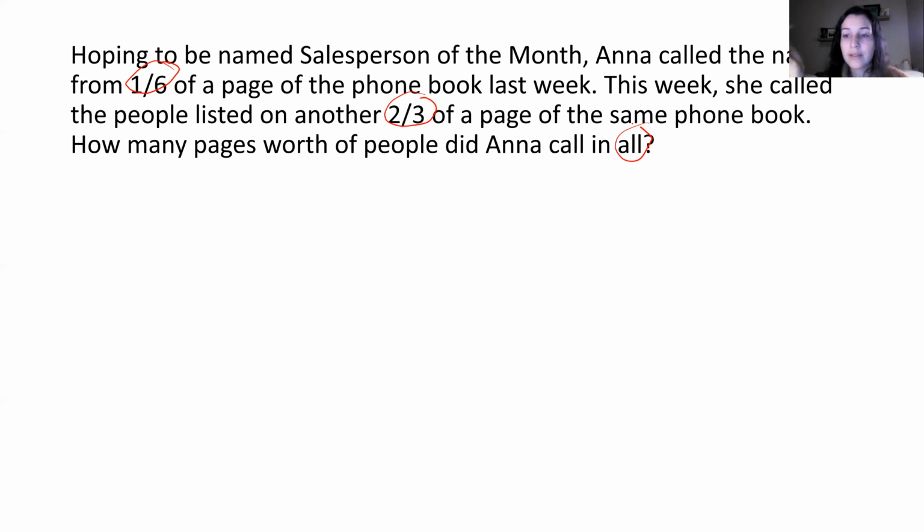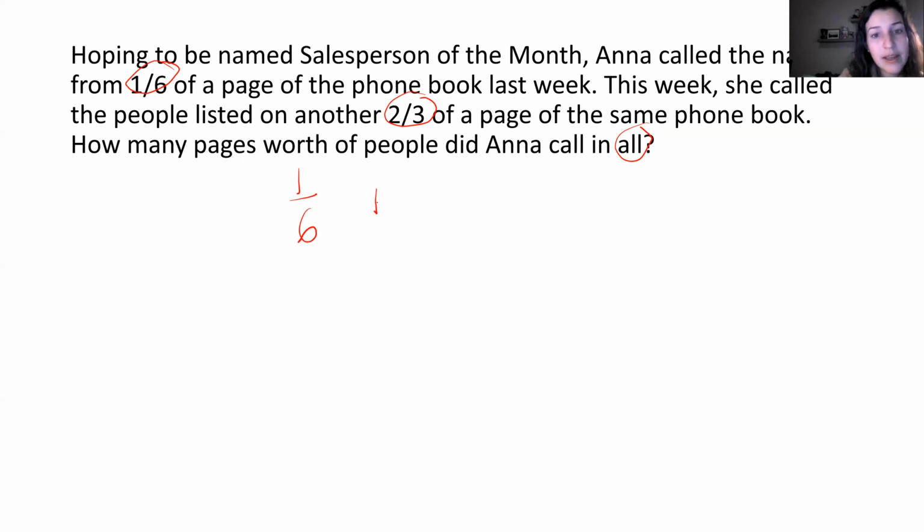Addition is the sum of two numbers. And if you want to get the total value of something, you have to add up all the parts of that. So we definitely don't want to subtract here. This keyword "all" is telling us that we should add. So let's go ahead and do that.